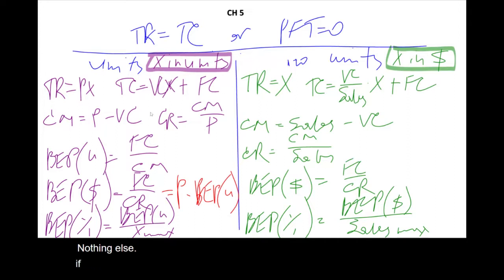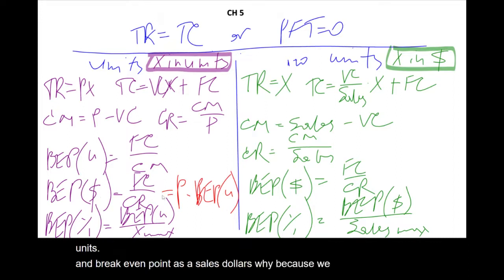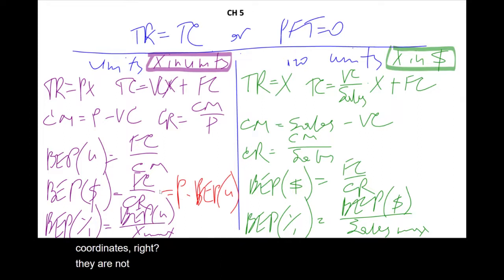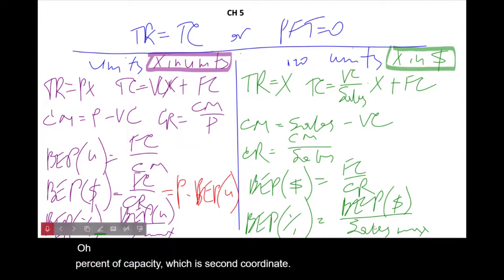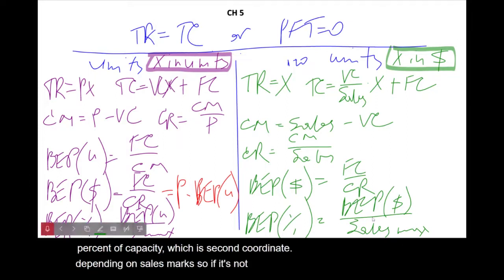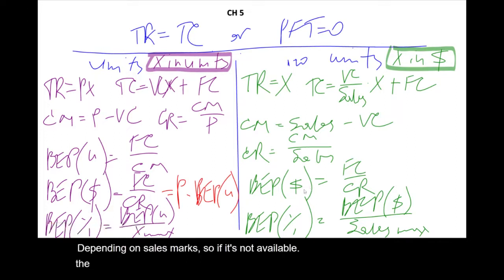If we don't have X max in the case of units, we can find both break-even point in units and break-even point in sales dollars. Why? Because those formulas don't depend on X max. Here, percent of capacity depends on sales max. So if it's not available, the only value that can be calculated is break-even point in dollars. So, any questions, people?